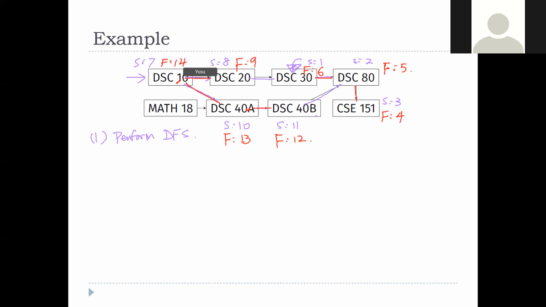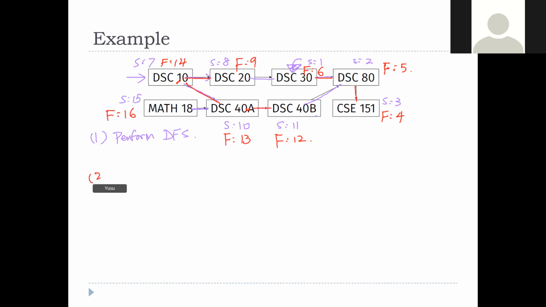Okay, and then we continue to scan the nodes, and we found that MATH 18 we still haven't yet discovered. So we now put its start time, the time we discovered this, as 15, and then we explore its neighbor, DSC40A, but that's already visited. So we backtrack. There's nothing to do here. We're done with exploring this node, and the finishing time is 16. Okay, so now that's the first step.